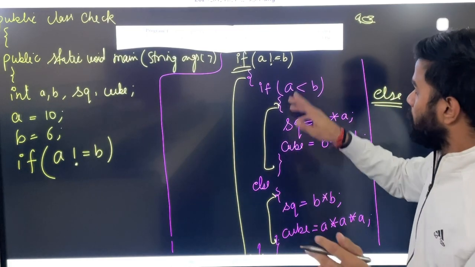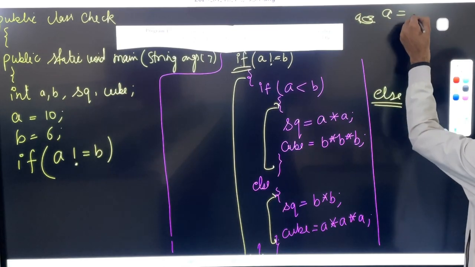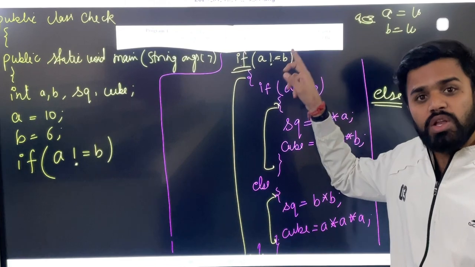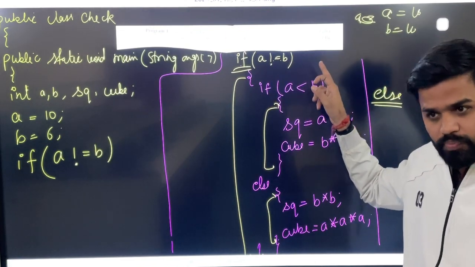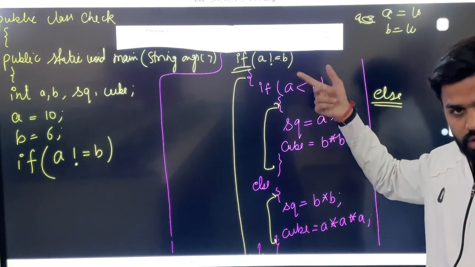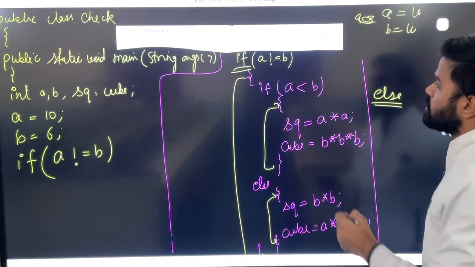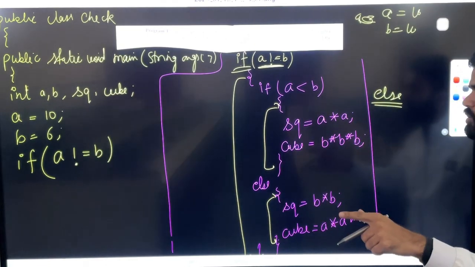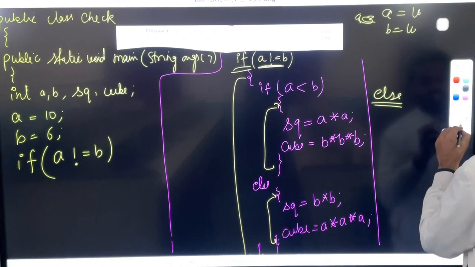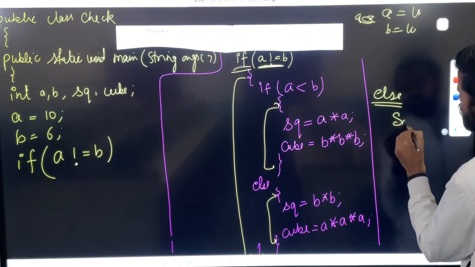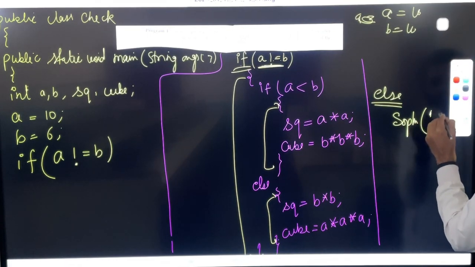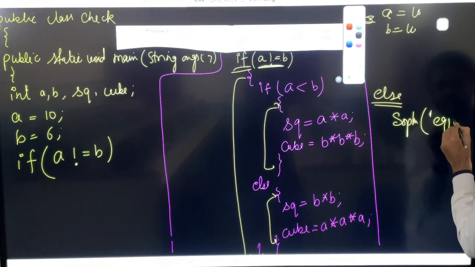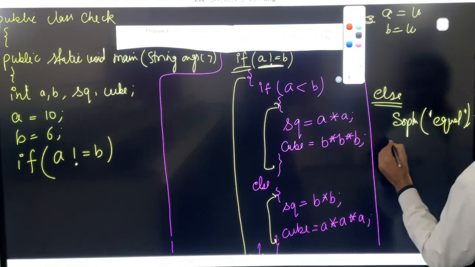10 is not equal to 6, it is true. But suppose the user initializes a equal to 10 and b equal to also 10. So 10 is not equal to 10. Is it true? No, it is false. So when this condition is false, it means both numbers are equal to each other. So in the else statement, we will print System.out.println both are equal. Is it clear, class?